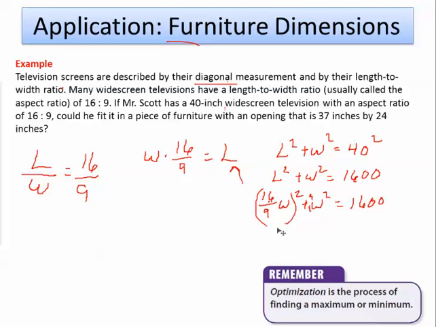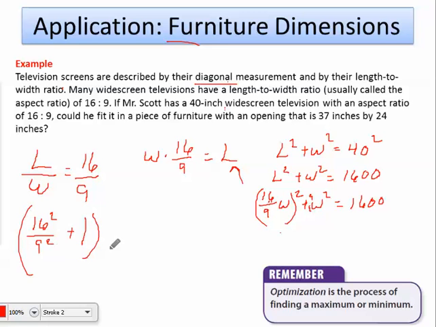Scratch that. Okay. So we got 16 squared over 9 squared. So if I work this out and do it again correctly this time, I would have 16 squared divided by 9 squared plus 1 times W squared is equal to 1600. I can work this out as a number, okay? And I'll do that with my calculator here.